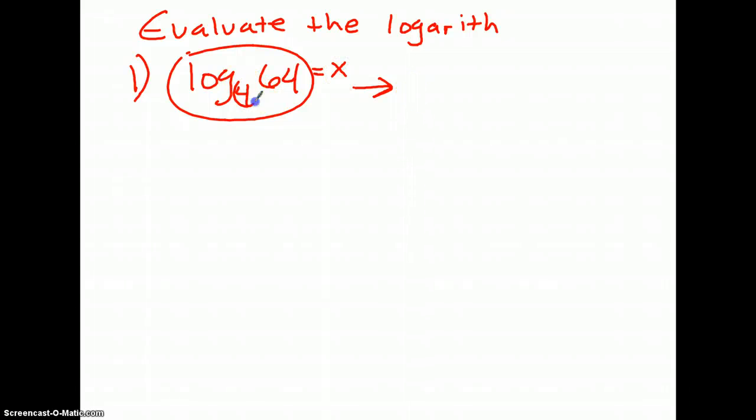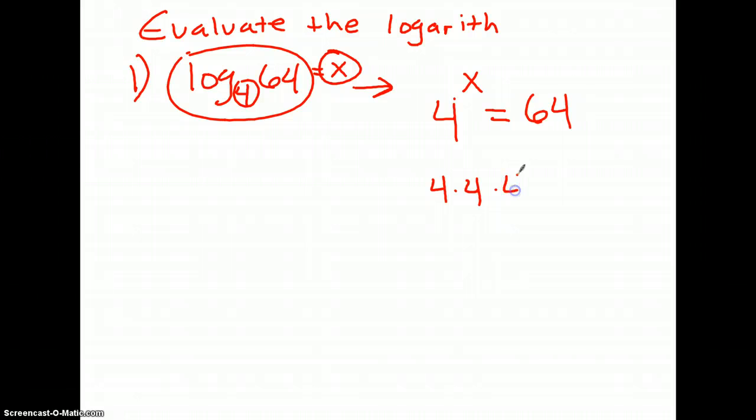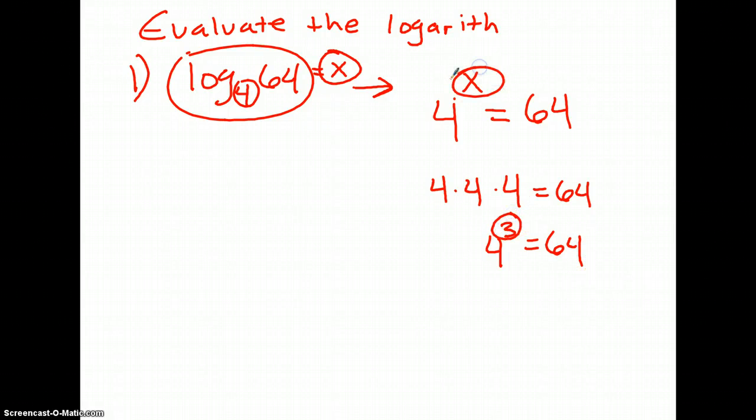Okay, so if we remember, 4 is the base, so this is 4 raised to the what power? That is the question we ask ourselves all the time when we're evaluating exponents. 4 raised to the what power equals 64. Okay, so we know that 4 times 4 is 16, times 4 is 64. So 4 cubed is 64. So what's my answer here? My answer here is x equals 3. When you evaluate it, you get 3.